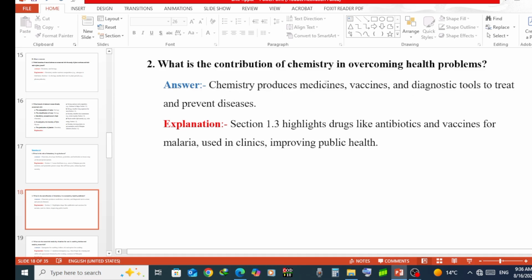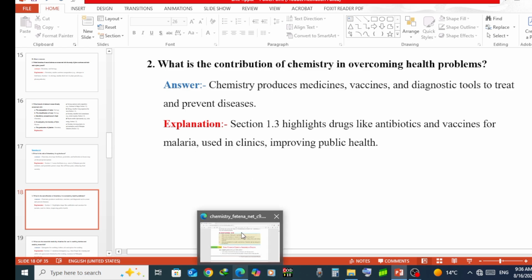Chemistry contributes to health by producing medicines, vaccines, and the equipment used in health institutions. Therefore it highlights drugs like antibiotics and vaccines for malaria used in clinics, improving public health. Therefore these are the contributions of chemistry in the health sector or in health problems.